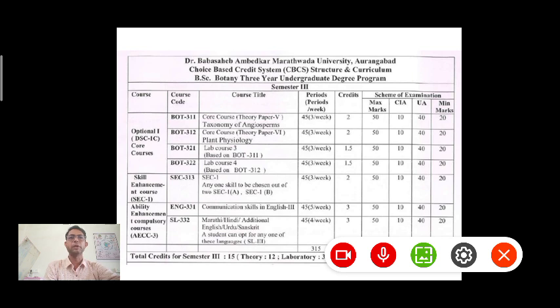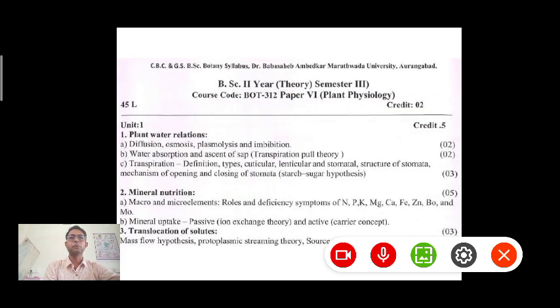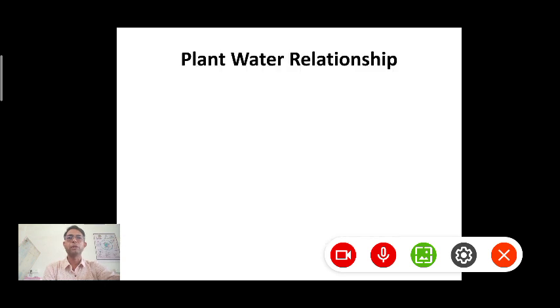topics, and from these various topics we are going to start today the first topic, that is the plant water relation. Under plant water relation, this unit is having diffusion, osmosis, plasmolysis and imbibition. Along with these, the water absorption and ascent of sap, that is nothing but how the plant absorbs water and transports it to the different parts of the plant. Along with that, transpiration is there. Then the stomatal structure, stomata, and the mechanism of opening and closing of the stomata is also included in this particular parameter.